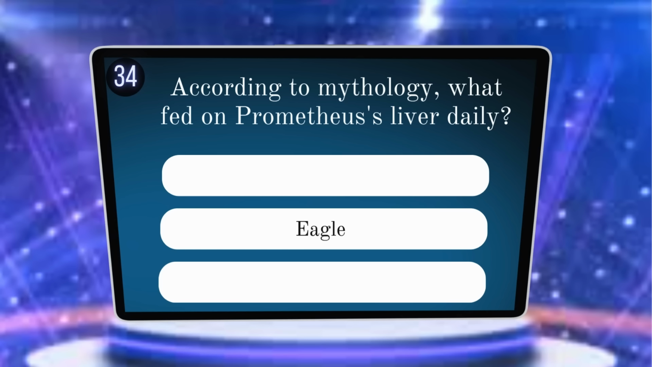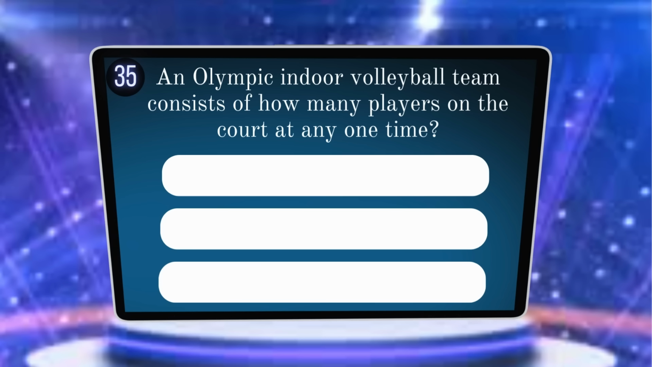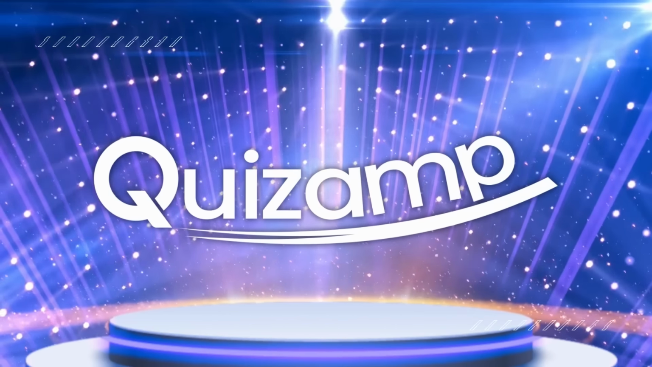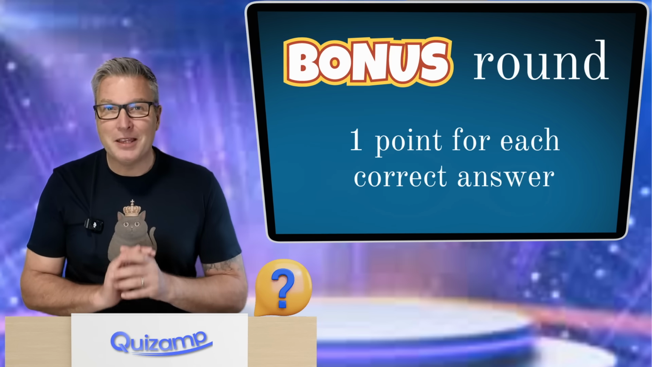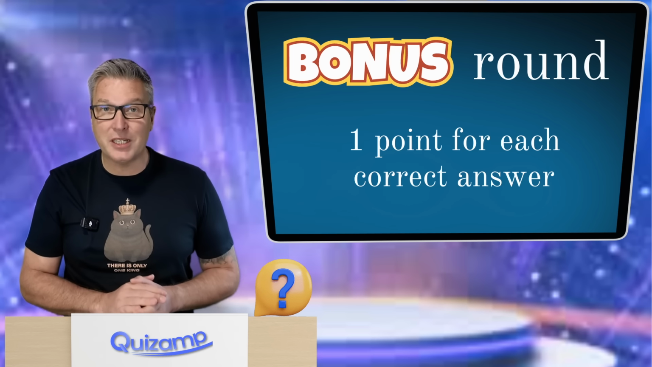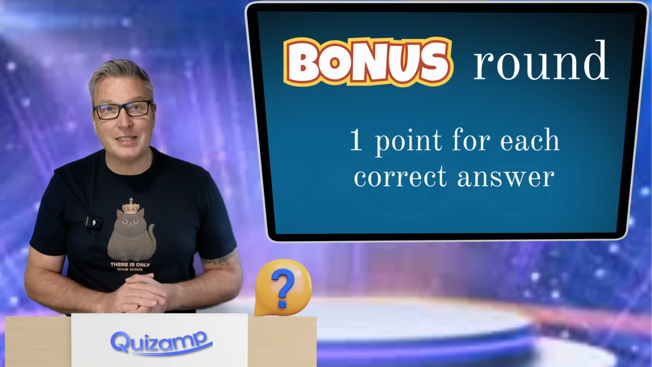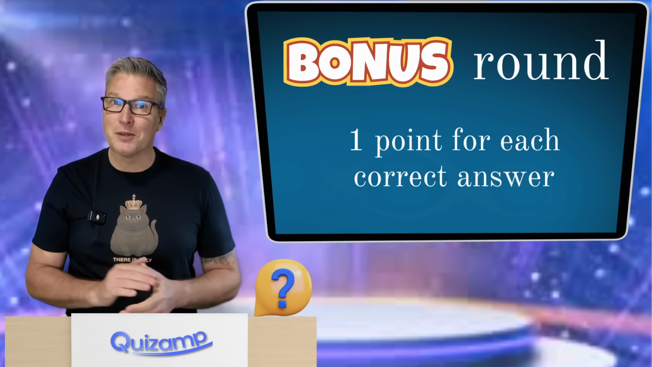That was an eagle. An Olympic indoor volleyball team consists of how many players on the court at any one time? 5, 6 or 7? There are 6. And now it's time for the bonus round. I've got a great mix of questions for you today. There's 20 of them, they're worth 1 point each, and we'll review the answers when we get to the end of the round. So let's play the bonus round.